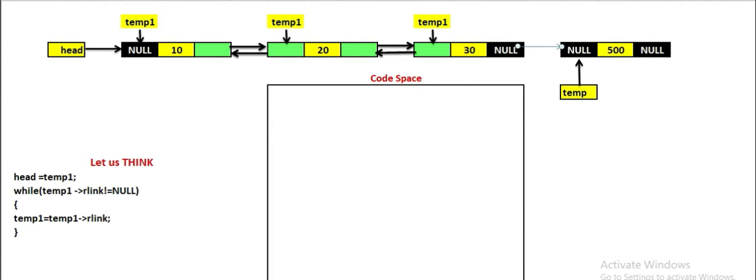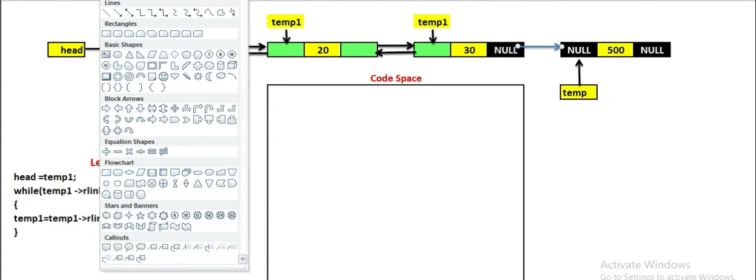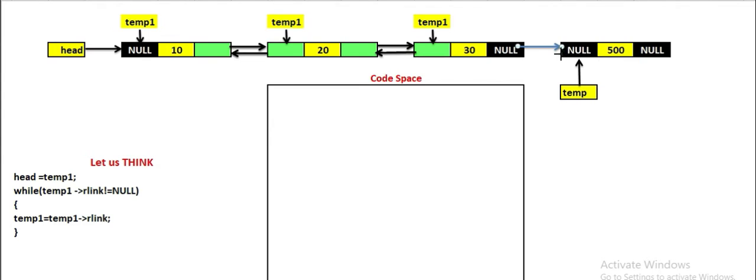I'm going to mark this as blue, which indicates that we need to do that. And also we need to give the address to temp's left link, which will be pointing to temp 1. So if you make these two changes, you can see that we will insert the node at the end of the DLL.